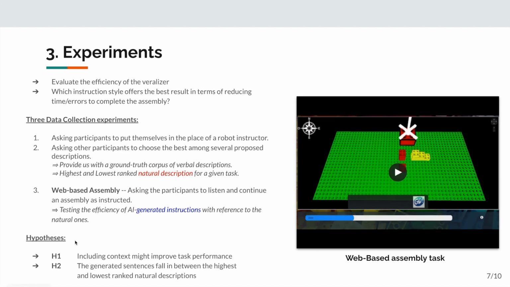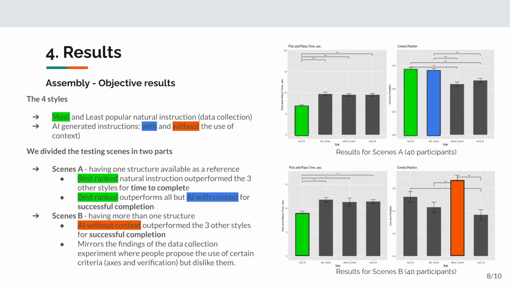Now, we have 2 hypotheses. The first one, including context, might improve task performance, and that the generated sentences fall in between the highest and lowest ranked natural descriptions. As for the results, 40 participants were equally tested with 4 different instruction styles: the most and least popular natural instructions gathered from the first 2 experiments, and 2 AI-generated instructions with and without the use of hierarchical context.